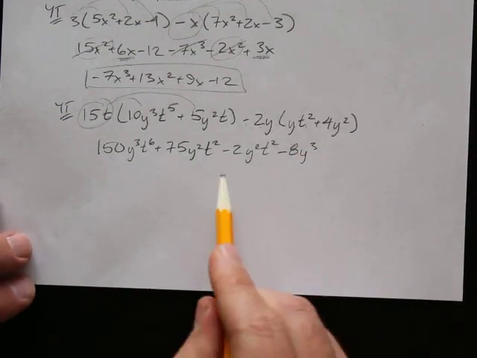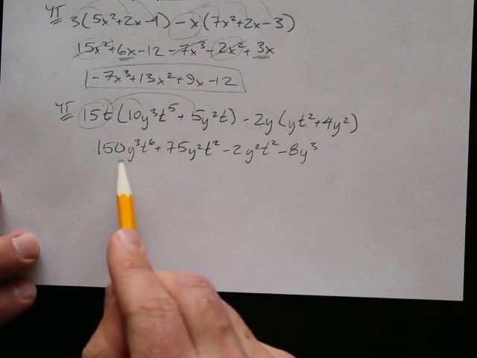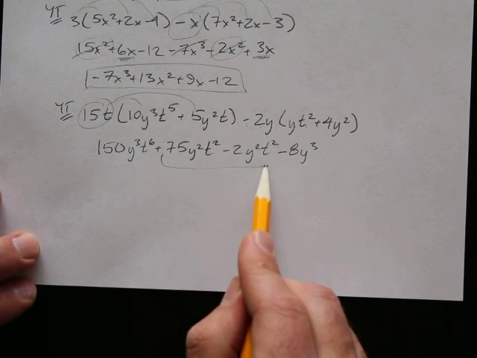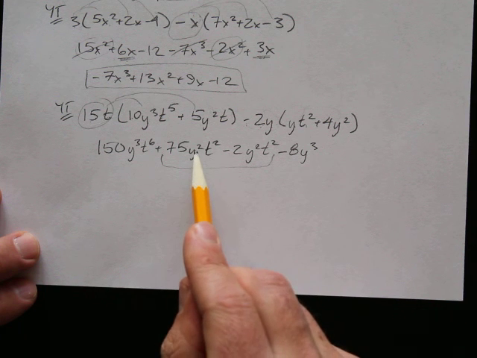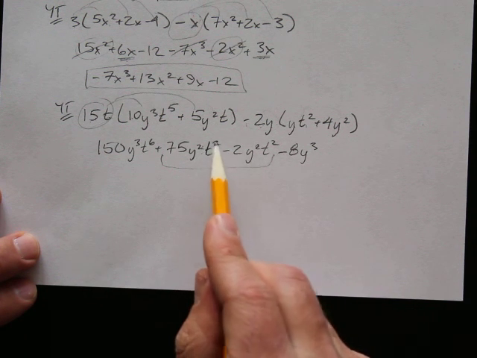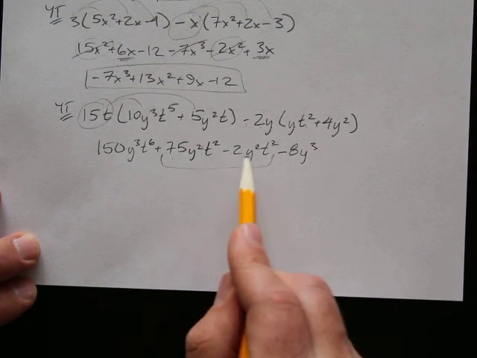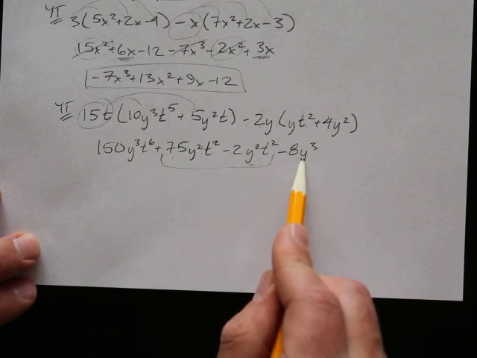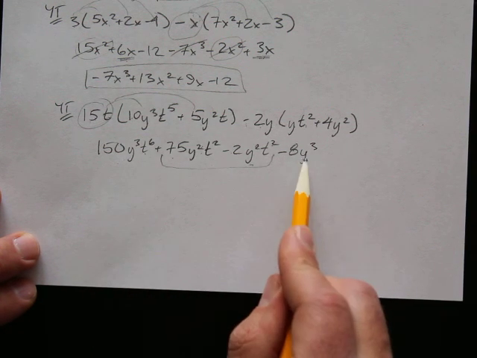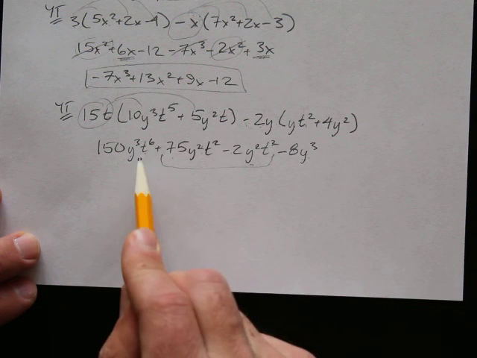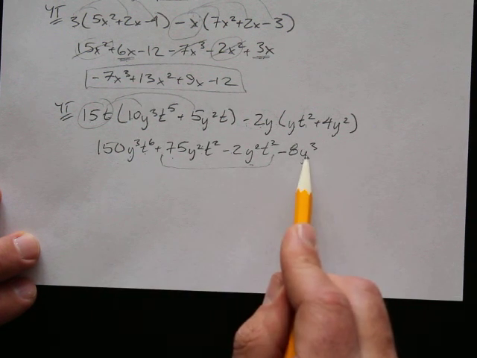Okay, now I'm going to look through here and see if there are any like terms. Look at these two. These look kind of similar here. I've got a y squared and a t squared. Okay, so these are like terms. These guys are not like terms. I've got a t to the 6th, even though I've got a y cubed here. This term and this term are not like terms.